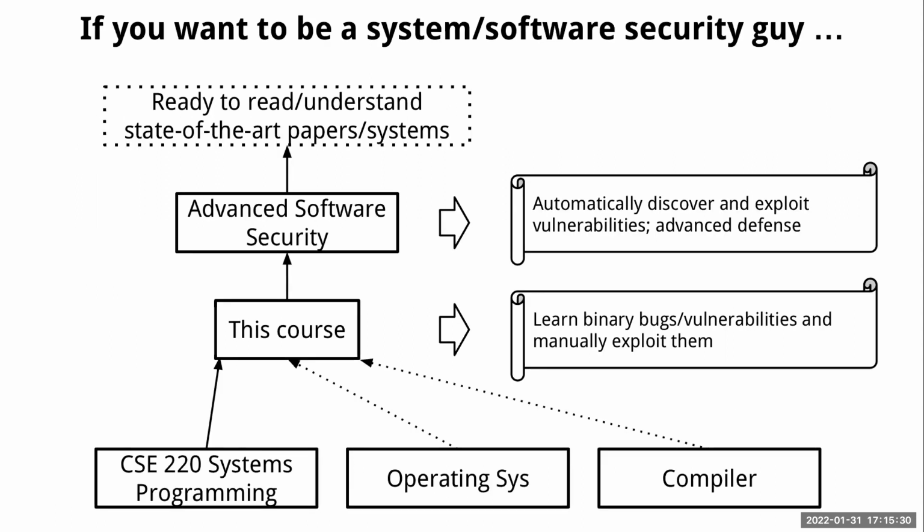If you really want to be a system or software security researcher or work in this area, here is where this course sits. Some of you took the systems programming class, systems programming 220. That is a class that teaches you how to use Linux APIs, basically how to develop Linux programs. Then there are operating system classes and compiler classes. They are all very helpful, but not required.